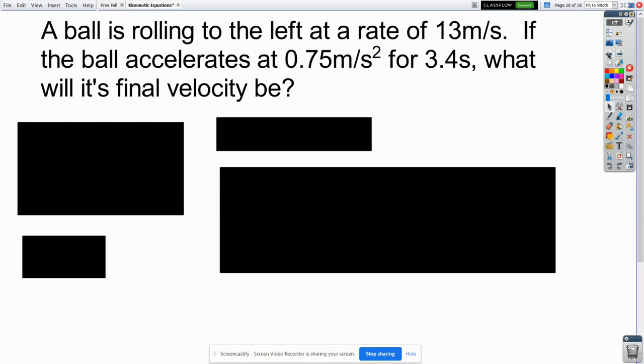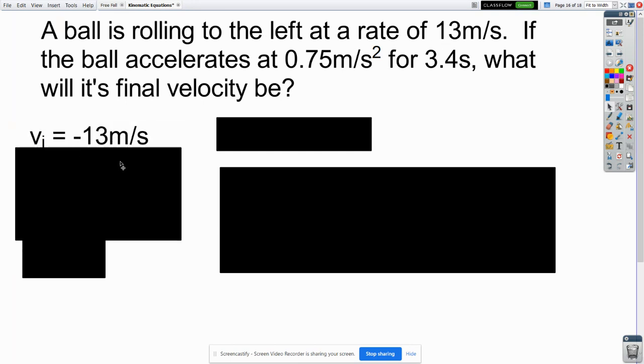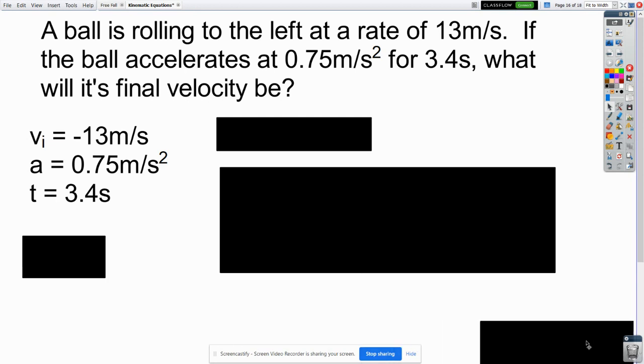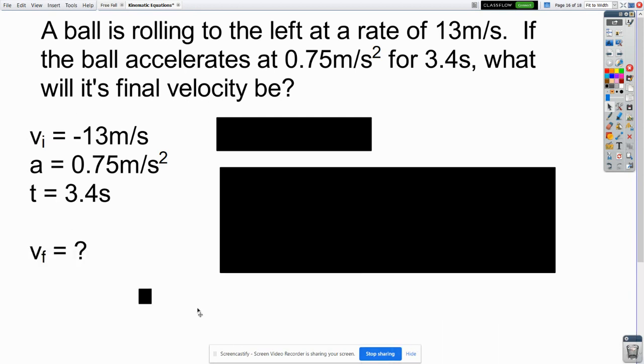Do another one with a negative sign in it. A ball is rolling to the left at a rate of 13 meters per second. My VI is negative 13 meters per second, negative because we're going to the left. If the ball accelerates at 0.75 meters per second squared, that's A, for 3.4 seconds, that's T, what will the final velocity be? I'm looking for VF. Meters, meters, seconds, seconds, seconds, no units to convert there. That's all good.